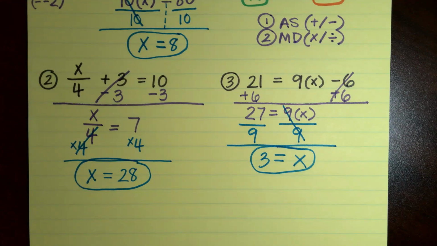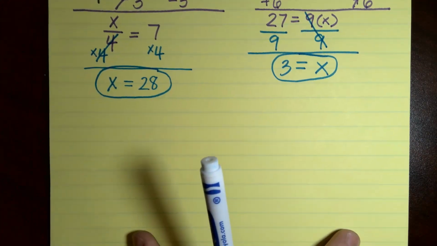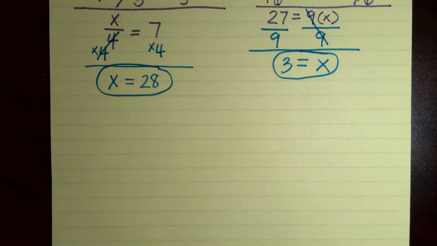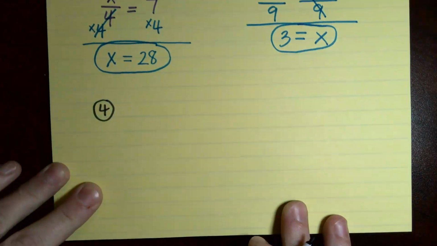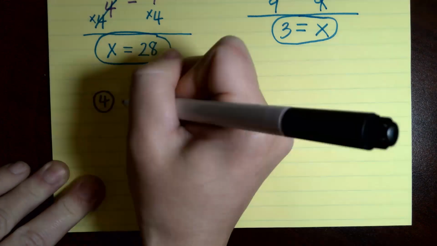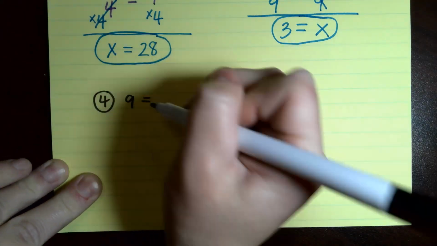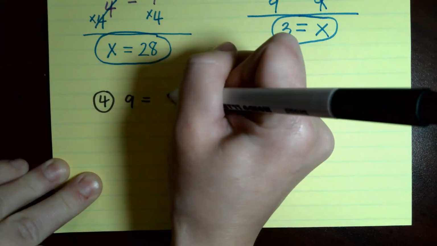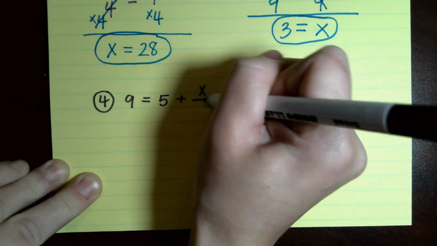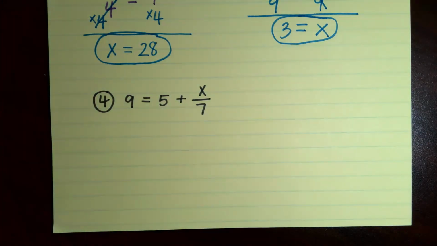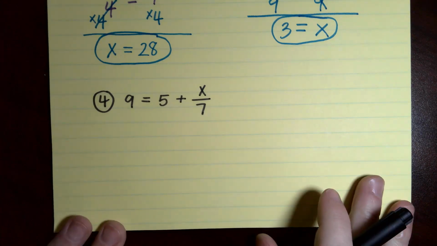Okay, can we go to number 4? Let's do it. All right, last question of our do now. Number 4, we have 9 equals 5 plus x divided by 7. What should we do first?